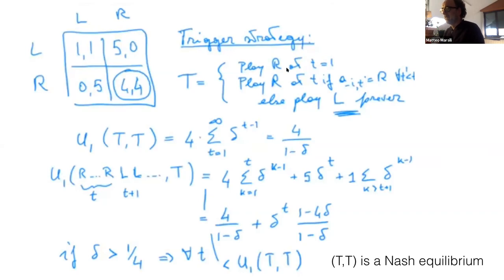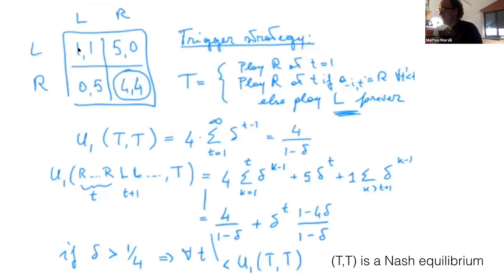It says, I'm going to play R at the first time, at t equal 1. And I'm going to play R at time t if you have been playing R at all previous times. But if you deviate from this, if you don't play R at all previous times, I will play L forever. So it's essentially telling you, I'm going to be nice and play R as long as you play R. But as soon as you deviate, I will play L and continue playing L forever.